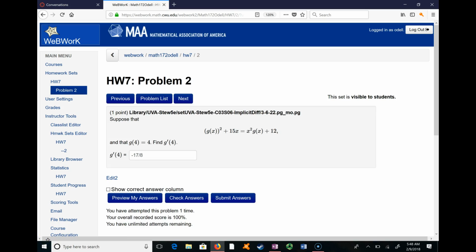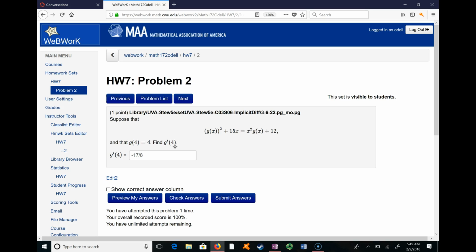So this is problem 2 of homework 7, and in this case they have an equation here, and they tell you that g of 4 is 4, and they ask you to find g prime of 4. Now this one looks a little bit weird because they've written it in function notation instead of the normal, the other one was written with a y instead of g of x, but remember g of x is just another way of writing y. G of x just reminds us that y is a function of x, or y depends on x.